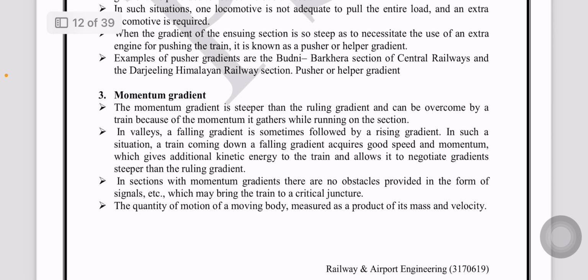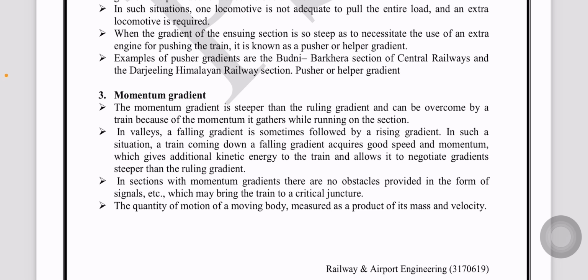Third one is the momentum gradient. Momentum gradient is steeper than the ruling gradient and can be overcome by a train because momentum is gathered while running on the section. In valleys, a falling gradient is sometimes followed by a rising gradient. In such a situation, a train coming down a falling gradient acquires a good speed and momentum, which gives additional kinetic energy to the train and allows it to negotiate gradients steeper than the ruling gradient.